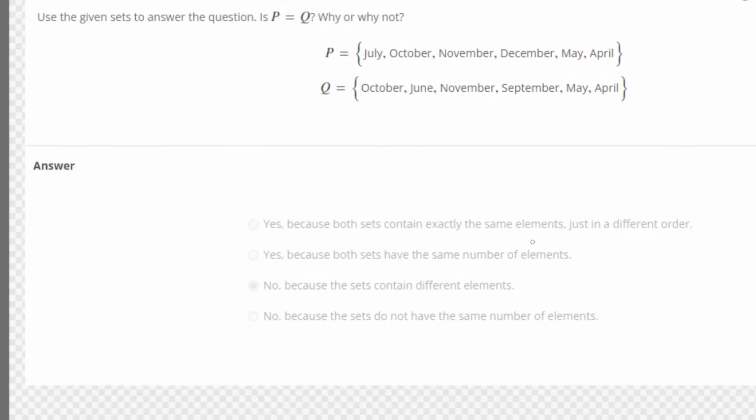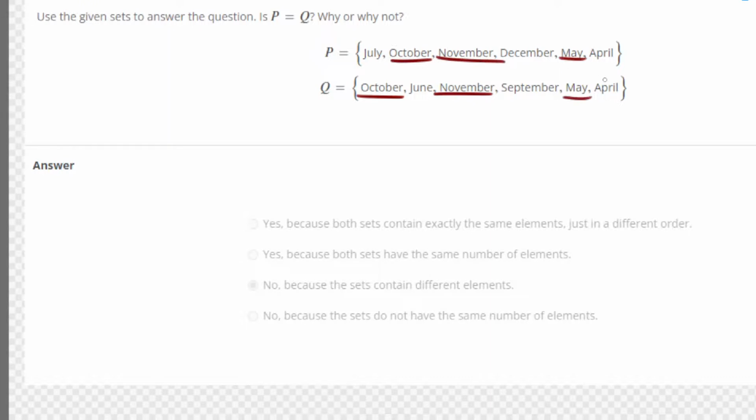This one is telling us that we want to use the given sets to answer the question, is P equal to Q? Why or why not? So this says July, October, November, December, May, and April. And this one says October, so we have October similar. This one says June, but our P does not have June. This one has November, they both have November, they both have May, and they both have April. But these sets differ on July, December, June, and September.